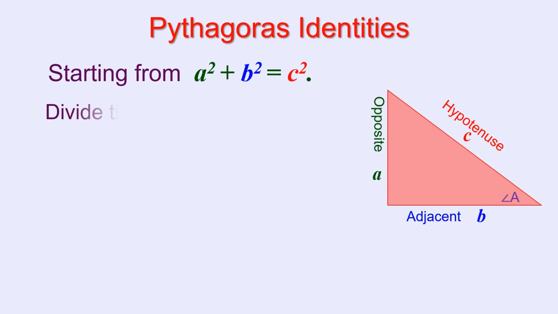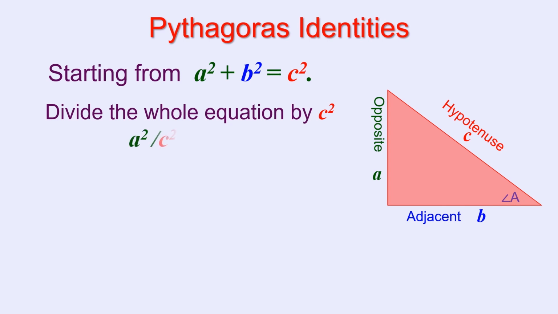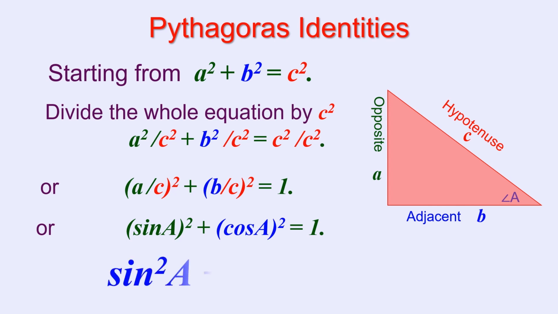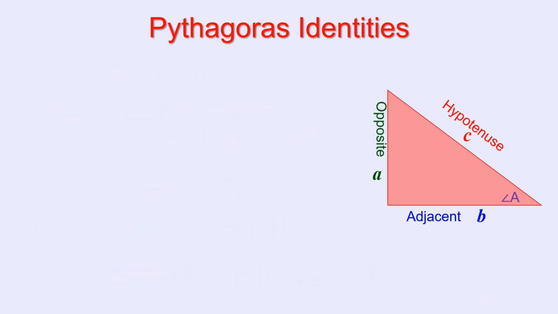A quick revision of Pythagorean identities. Starting from a squared plus b squared equals c squared, we can derive 3 identities as follows. By dividing the equation by c squared, as a by c equals sine A, and b by c equals cos A, we get sine squared A plus cos squared A equals 1.